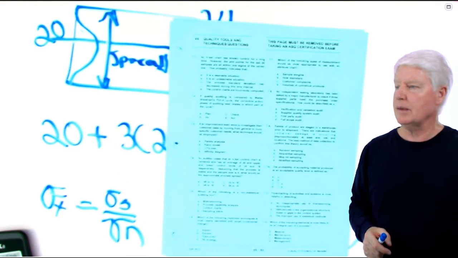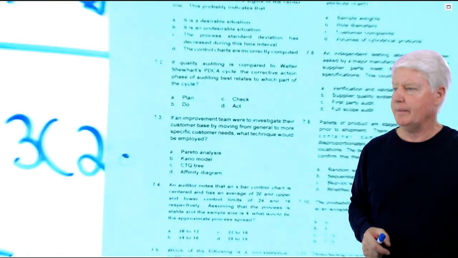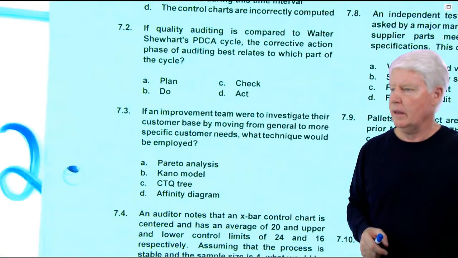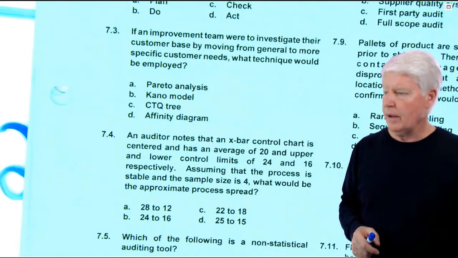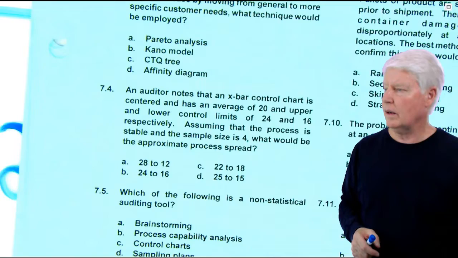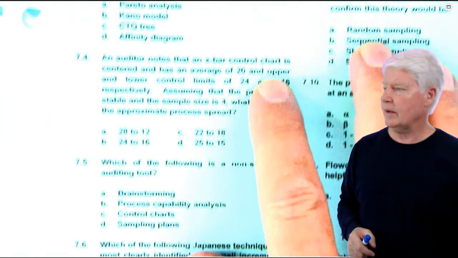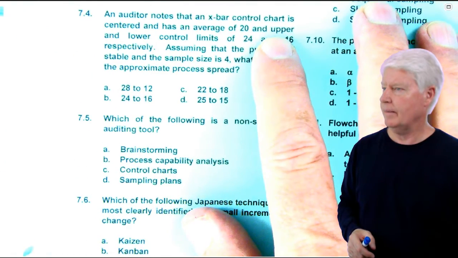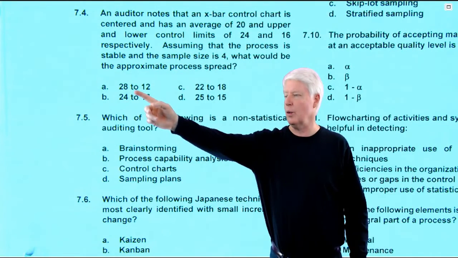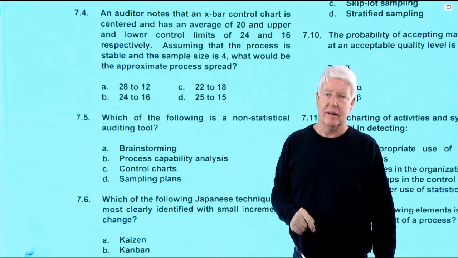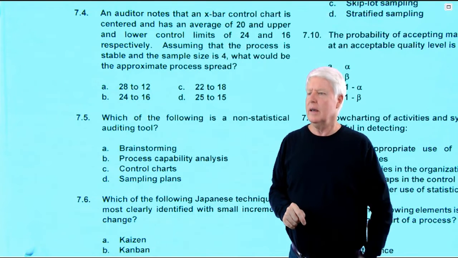Let me blow this up so we can see what's going on here. There we go. And so here it is, 7.4. And notice there's only one with 28 as an upper control limit. So that's the correct answer.